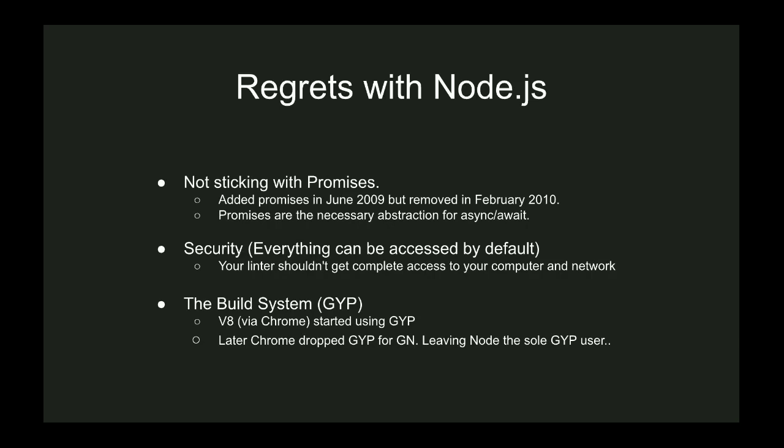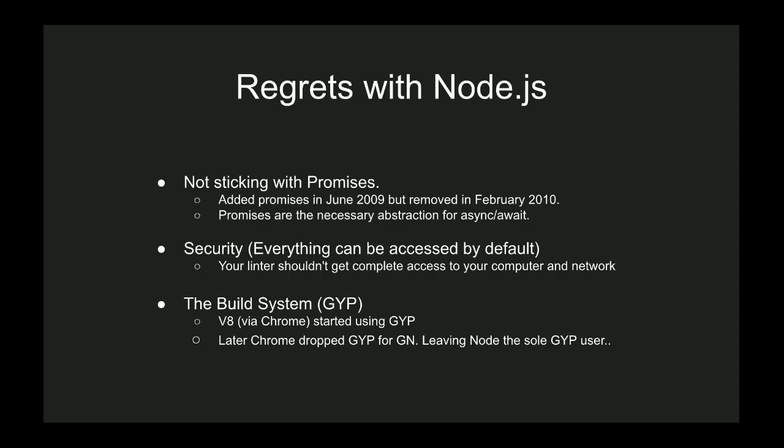Number one, not sticking with promises. Back in June 2009, Ryan introduced promises in Node.js, but in February 2010 he removed them. He mentioned that if he were to continue using promises, it would have been much quicker for people to switch to promises and async await. And of course, promises are the necessary abstraction for async await. Without promises, you can't actually use it.